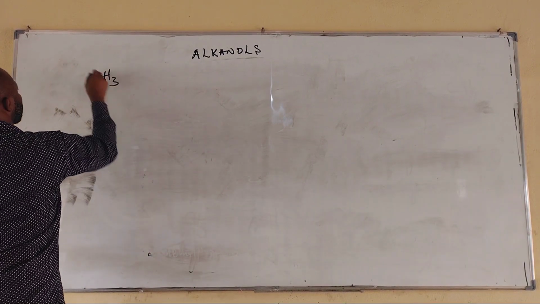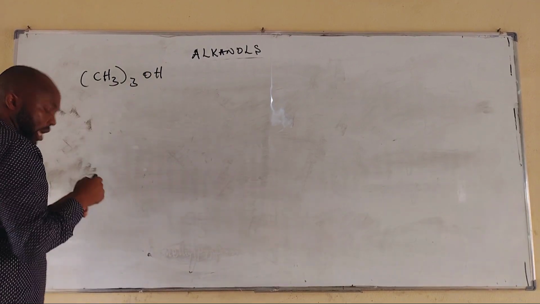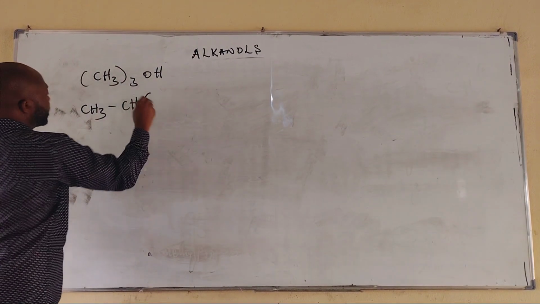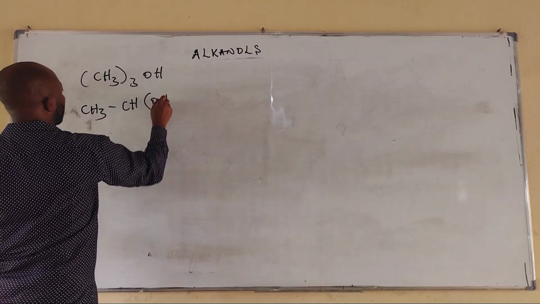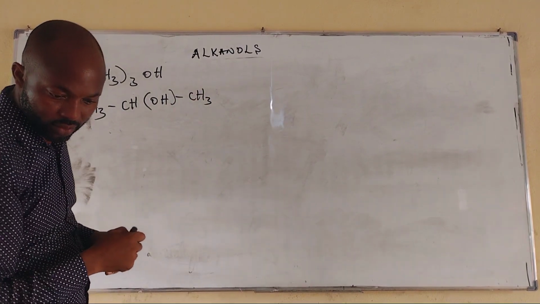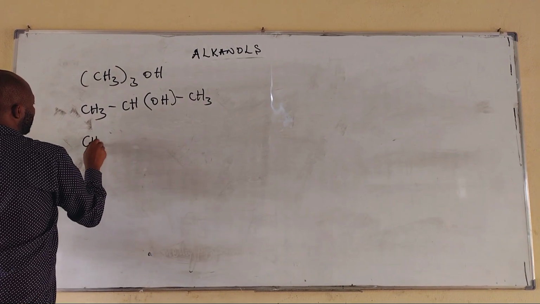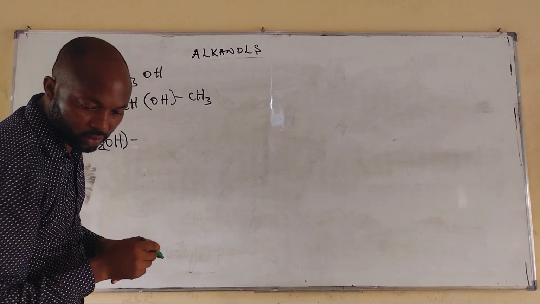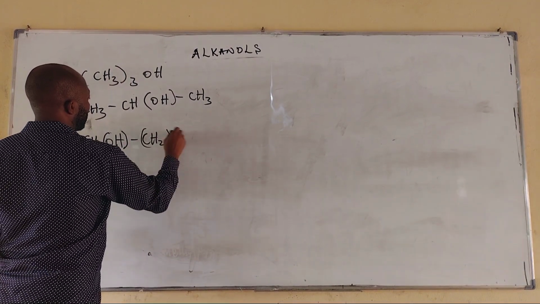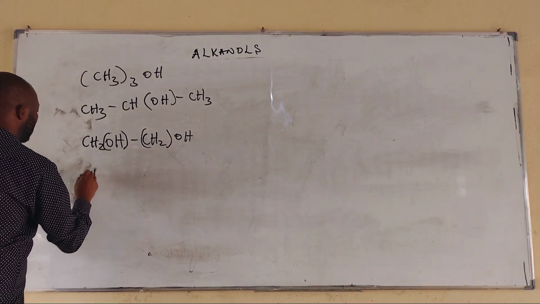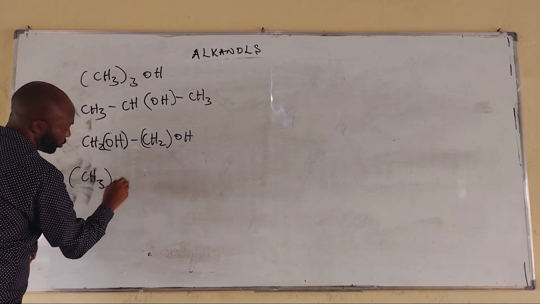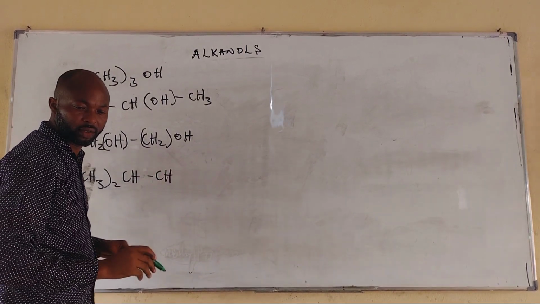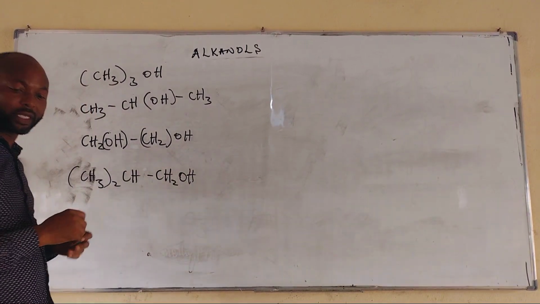The options are: CH3OH, that is one. This one is CH3CHOHCH3. Here is CH3CH2CH2OH, and CH3CH2OH. And the last one is (CH3)2CHCH2OH. So let's find out which of them is a secondary alcohol.